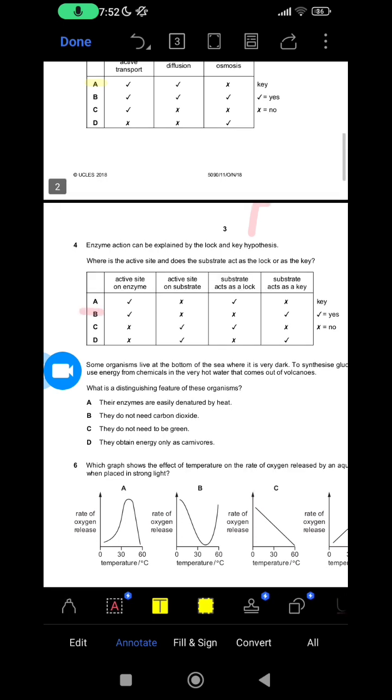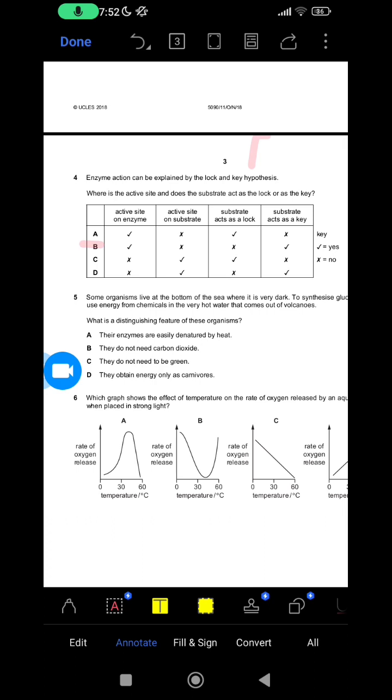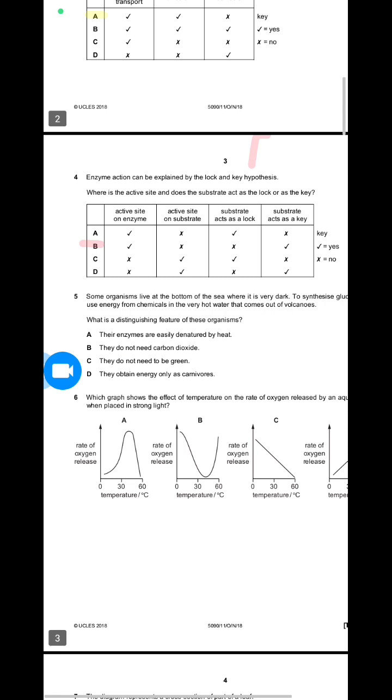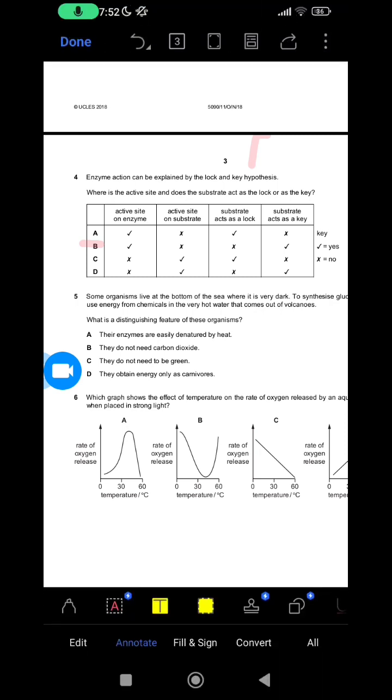Alright, moving on. Some organisms live at the bottom of the sea where it is very dark. To synthesize glucose, they use energy from chemicals in the very hot water that comes out of volcanoes. What is the distinguishing feature of these organisms? Their enzymes are easily denatured by heat. They do not contain carbon dioxide. They do not need to be green. They obtain energy only as carnivores.